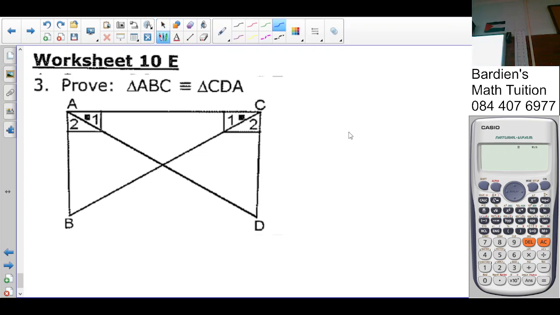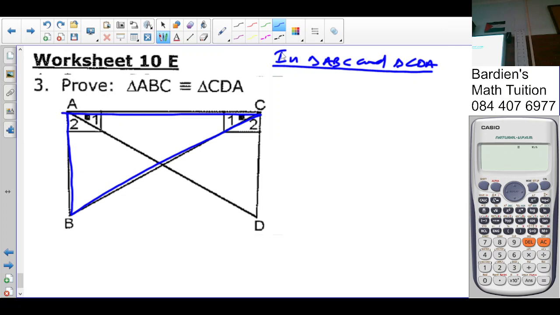So let's go. So where do we start? In triangle ABC and triangle CDA, what can we say about the two triangles? It's A, B, C and C, D, A, that triangle. So what can we say? AC is common. So we can say that AC is common.